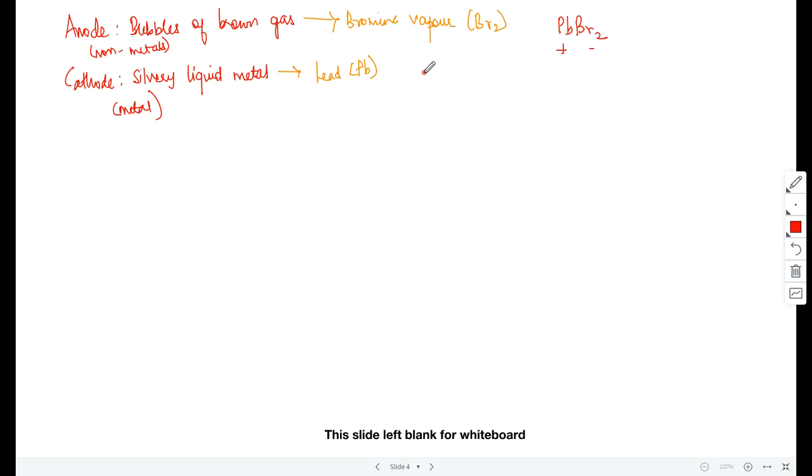Okay, so this was one example where we spoke about lead bromide. Like that, for the anode, we can give one more example, chlorine, and oxygen. So these are all the non-metals. And for metals, we have zinc and we have aluminium. These are other examples of metals and non-metals which get attracted to the anode and cathode.